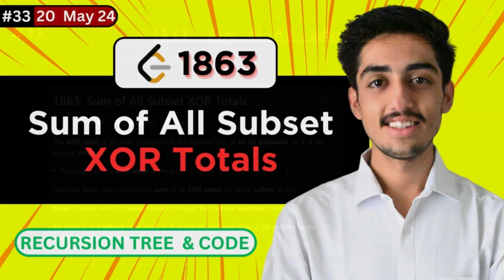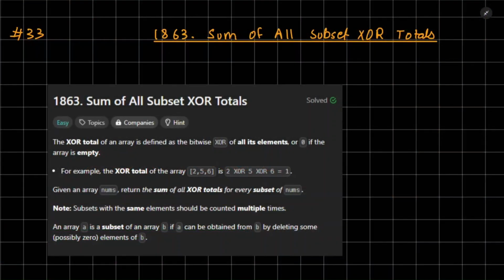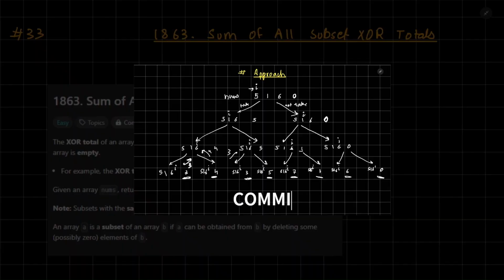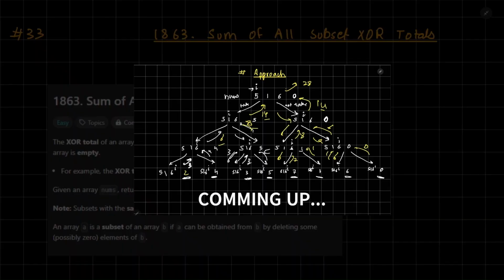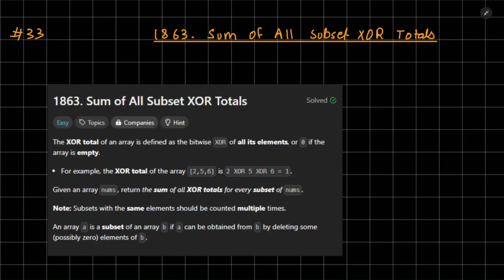Hello everyone, so I'm back with another easy problem. We are given the problem Sum of All Subset XOR Totals. The XOR total of an array is defined as the bitwise XOR of all of its elements, and 0 if the array is empty. So for this array, the XOR total would be 2 XOR 5 XOR 6, because its elements are 2, 5 and 6.